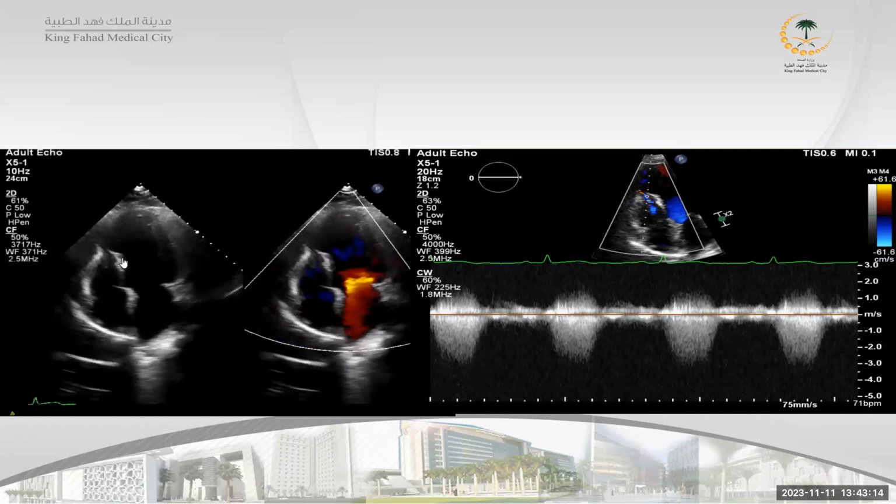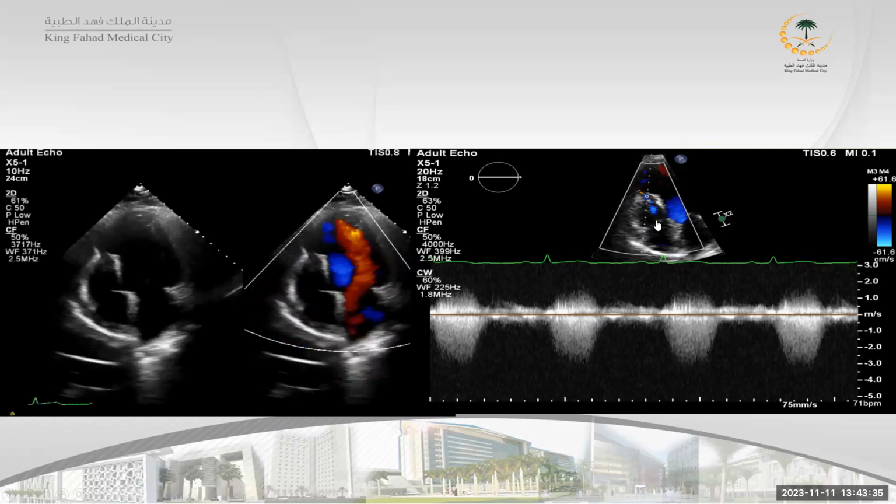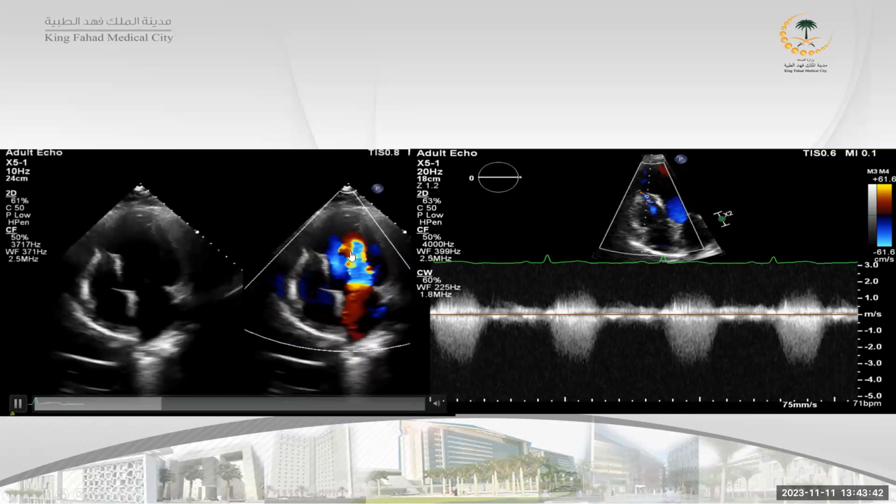So we have true aneurysm in the coding sheet, we have pseudo. You have to pick up true aneurysm of the apex. And as you see, there is a gap here, and there is flow mainly in systole. That's right. And why did I put this CW? To show that there is now systolic flow. And as you know, this is not across the tricuspid valve, it is across this shunt. So this is shunt from left to right.